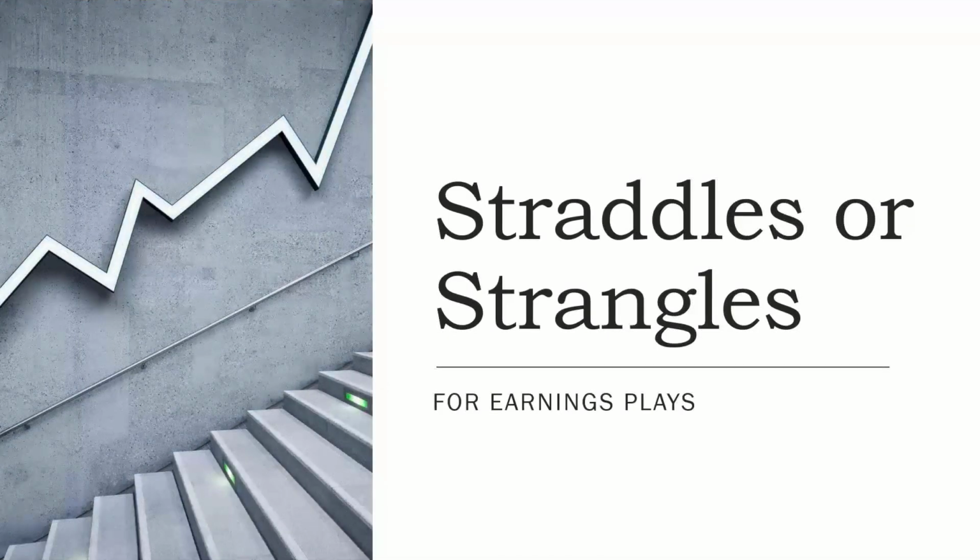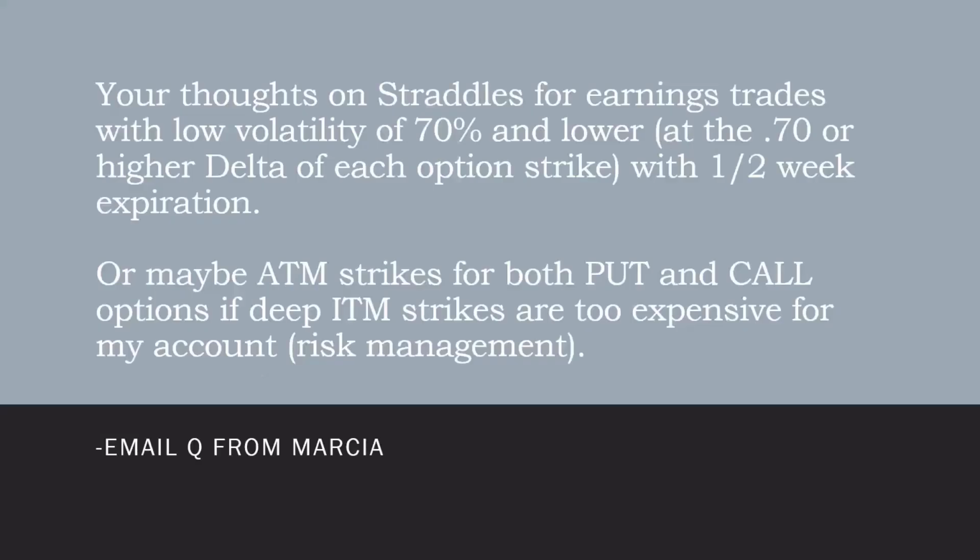And this question came in about straddles and strangles for earnings plays. The specific question that came in from Marcia was, what are your thoughts on straddles for earnings trades? Looking at a low volatility of 70% and lower at the 70 or higher delta of each option strike with half a week to expiration. Or that would be a strangle, actually. We're going to talk about that in one moment.